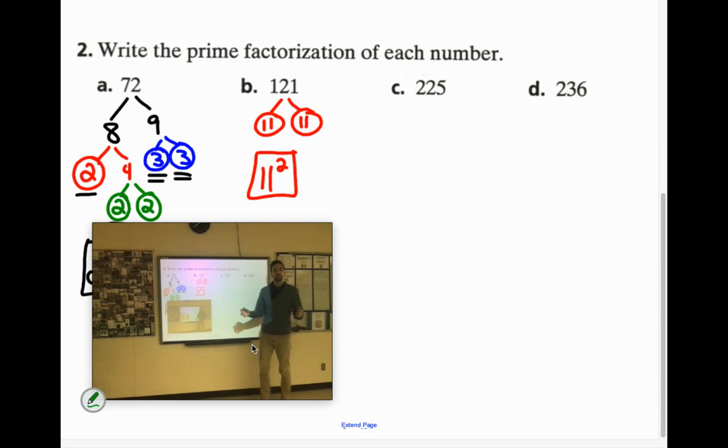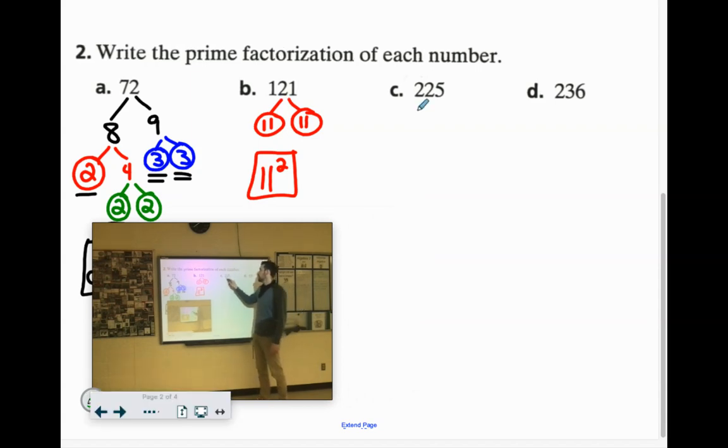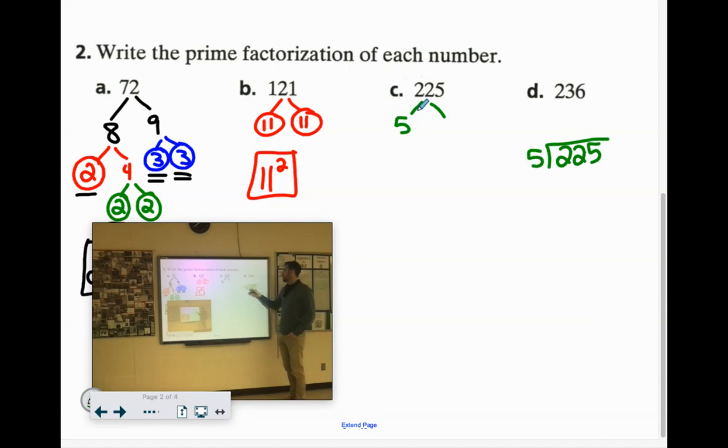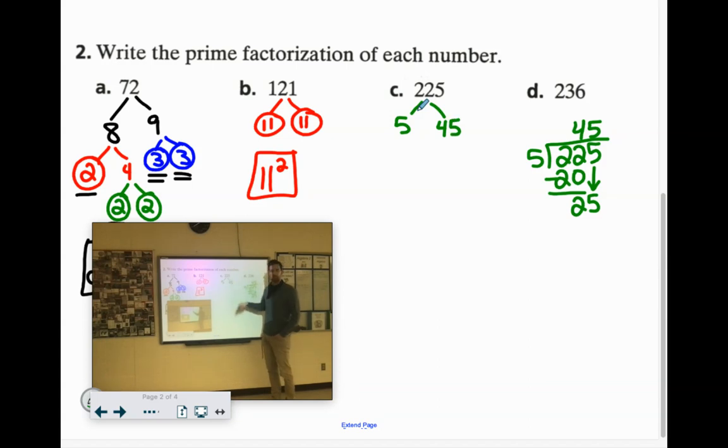225. Think of anything that goes in there. So we could say, I know 5 goes in there. Let's see, 225 divided by 5. 5 goes into 22 4 times. 4 times 5 is 20. We subtract it, we got 2. Bring down our 5. 5 goes into 25 5 times. So 225, that doesn't seem right. Yeah, okay. That's good. All right. Just seemed weird for a second.